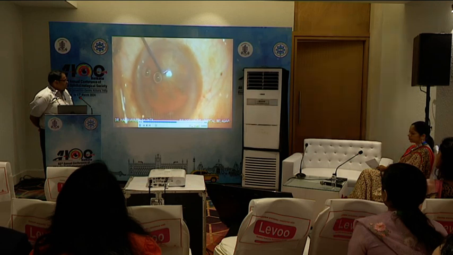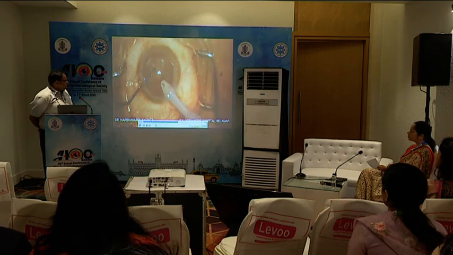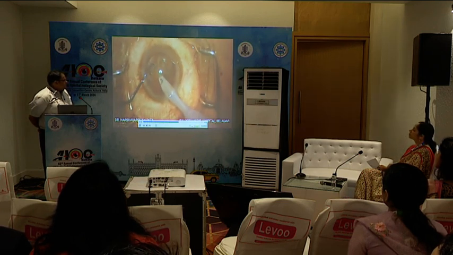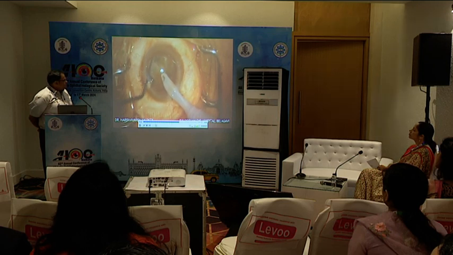This is how it looks under the microscope. This is a titanium Harshnag chopper. So let's see how it works. Well, this is a grade 4 nucleus. I am embedding the phaco probe into the substance of the nucleus.